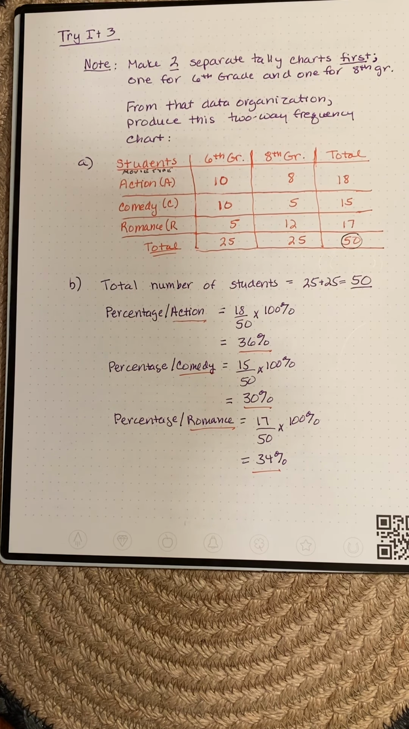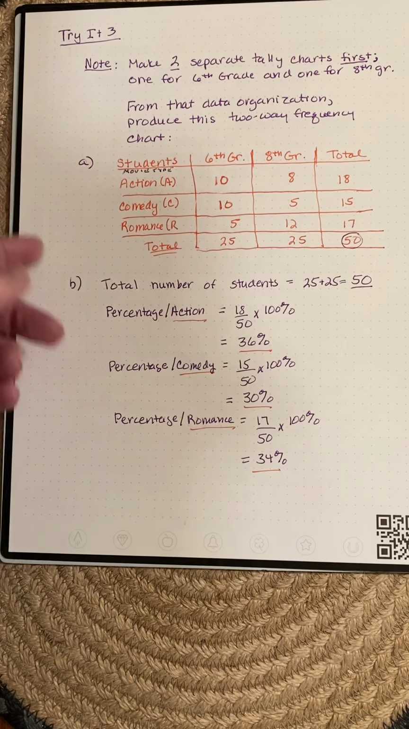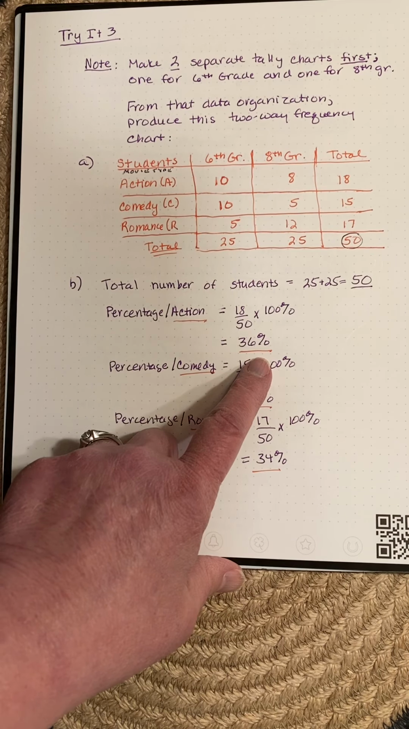So that means I'm just going to take my total, because 18 out of 50 like action, 15 out of 50 like comedy, and 17 out of 50 like romance. And I just convert it to percentages. So 18 out of 50 times 100%, you can do that right on your calculator, is 36%.